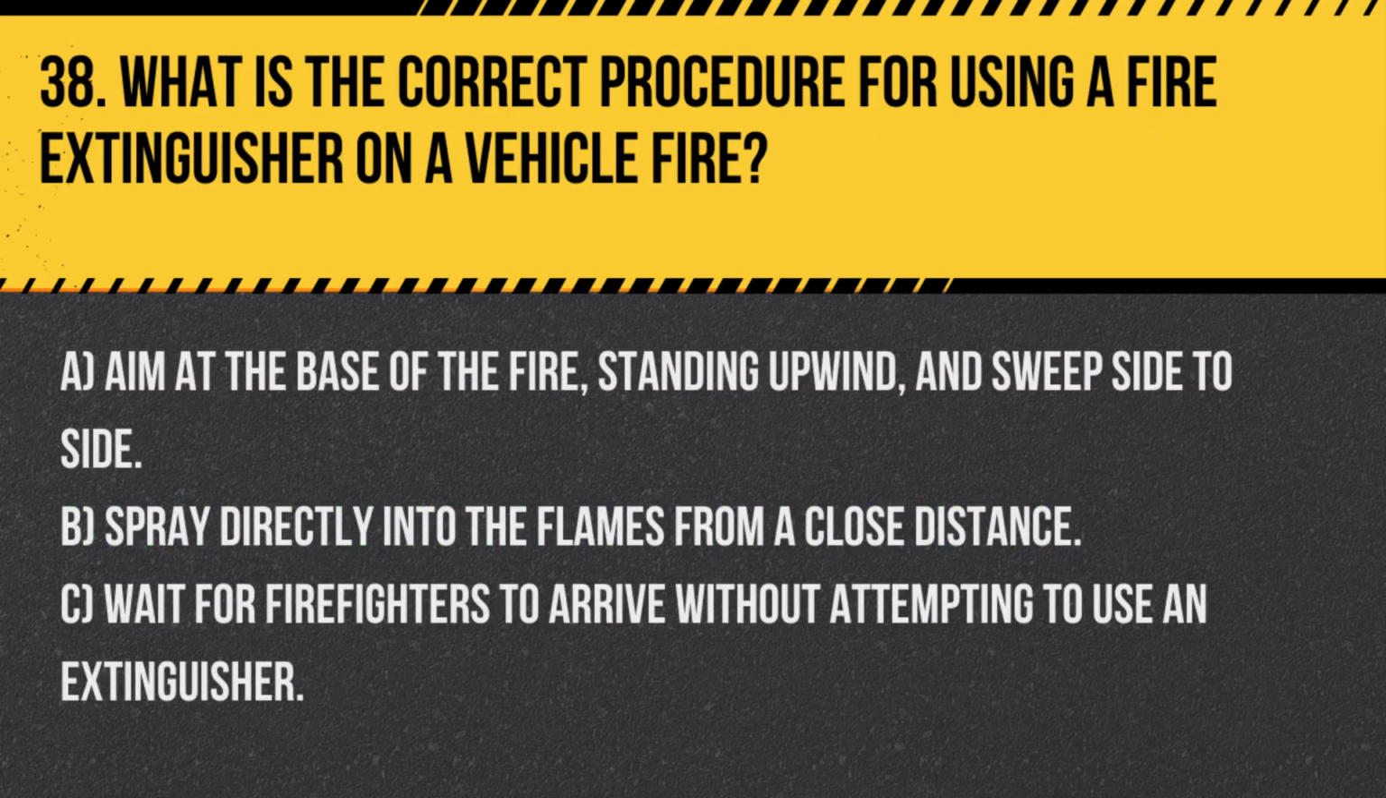Question 38. What is the correct procedure for using a fire extinguisher on a vehicle fire? A. Aim at the base of the fire, standing upwind and sweep side to side. B. Spray directly into the flames from a close distance. C. Wait for firefighters to arrive without attempting to use an extinguisher. Answer: A. Aim at the base of the fire, standing upwind and sweep side to side. This method effectively extinguishes the fire by cutting off its fuel source.